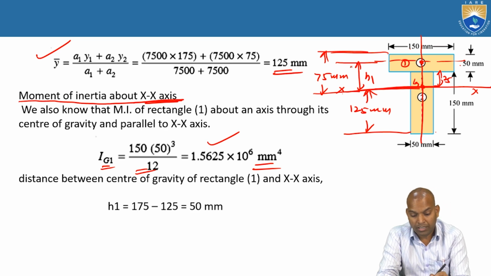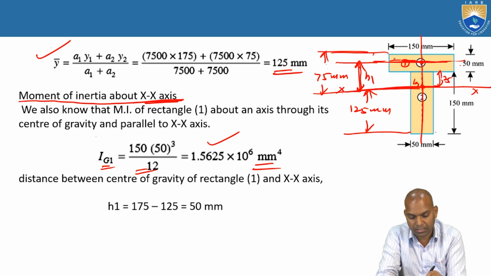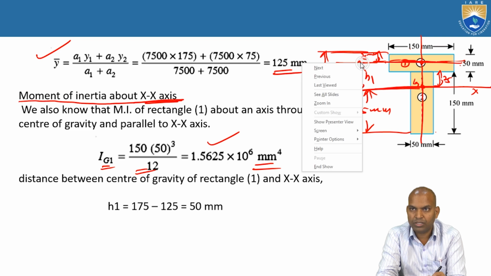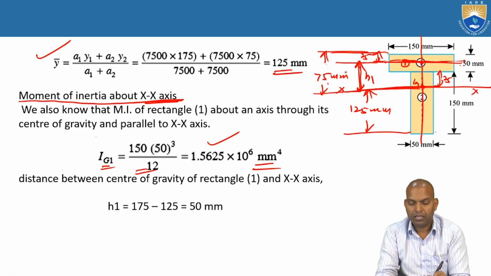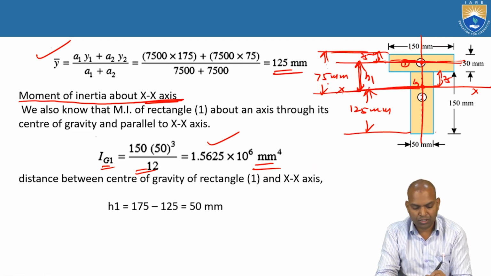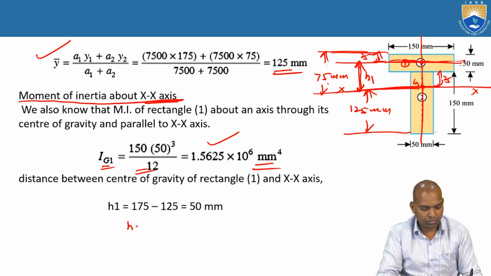Now we want this distance H1. That means 75. How does it come? 75 minus this distance. This portion, if we subtract, what is that? That portion is 25 millimeters, that means it is 50 by 2. 75 minus 25, then H1 equals 75 minus 25. That is 50 millimeters.